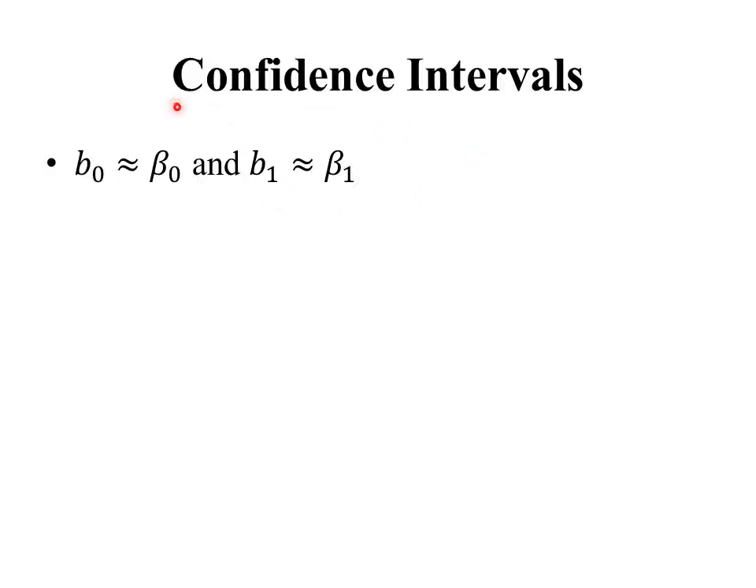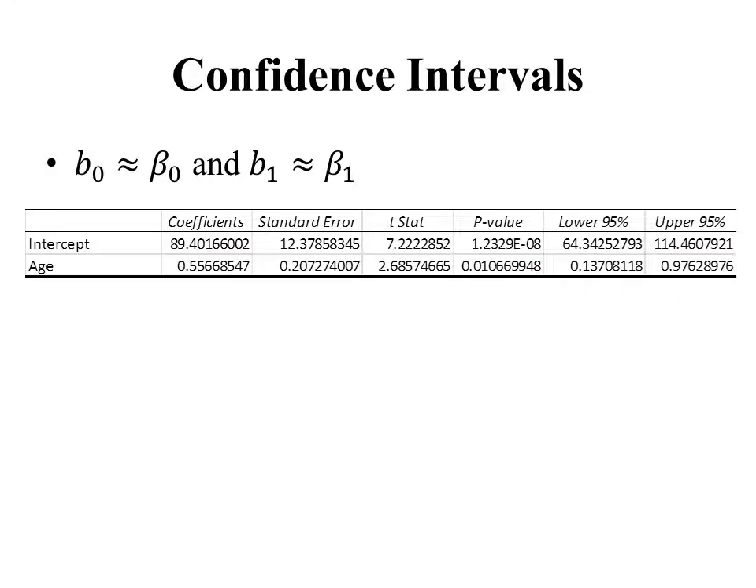Well, like we did in Chapter 7, whenever we tried to estimate a population parameter using a point estimate, we want a measure of its accuracy. We do that using a margin of error and confidence intervals. Well, in the output from Excel, we get confidence intervals for the values of beta naught and beta 1. And those are given in an output that looks like this. Here we see the intercept and age. So this stands for the beta naught and beta 1. Here are their values, or their estimated values.